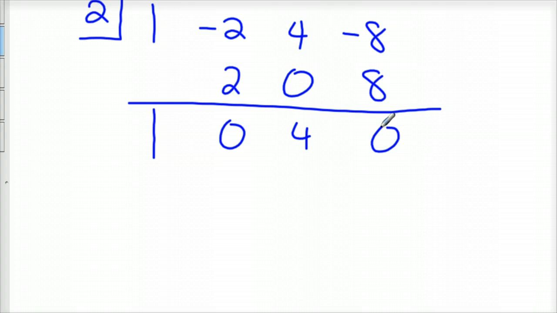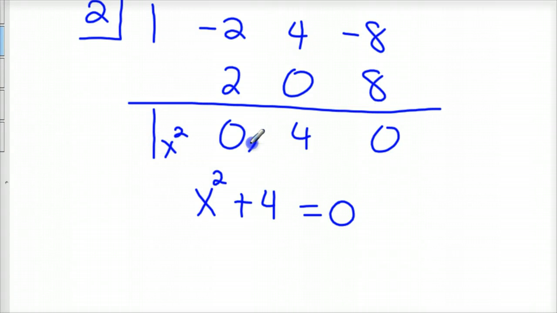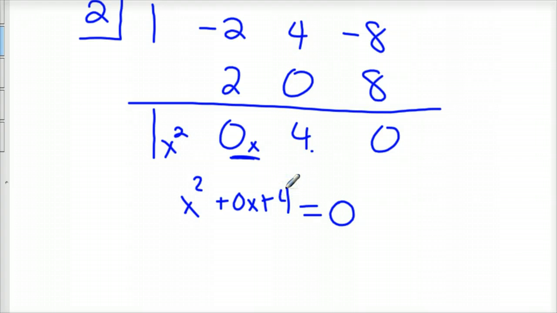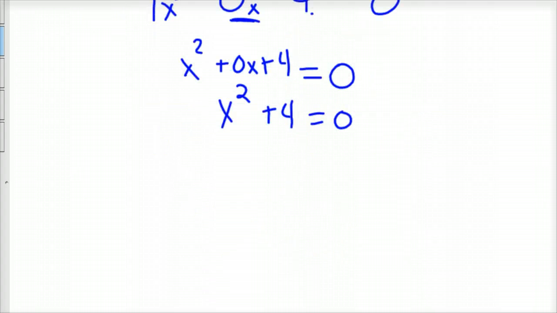So beautifully enough, we're down to our new polynomial. Wrong, x squared, because we were at x cubed and it becomes x squared. This is the x term, and this is the constant term here, this 4. So it would be x squared plus 4 equals 0, because you can leave this out. Sorry if that bothers you. x squared plus 0x plus 4 equals 0. See, now it's down to something that we can just solve, and we don't have to do any more fancy work to it.